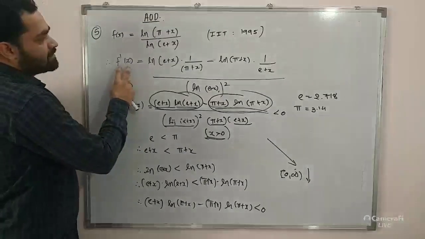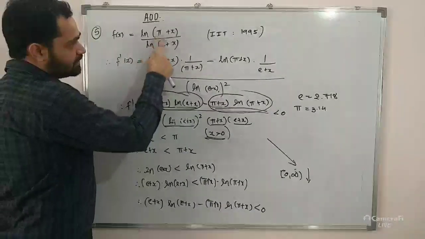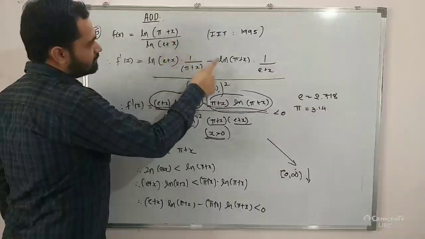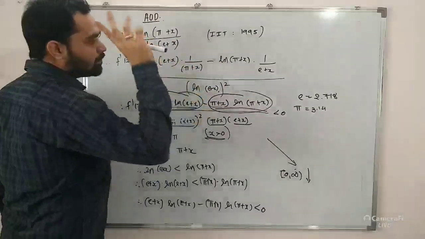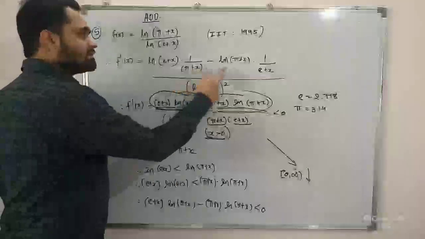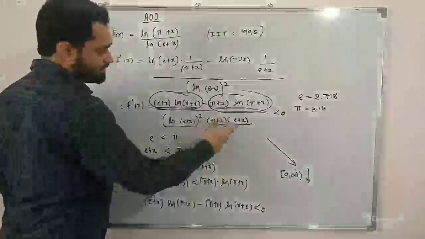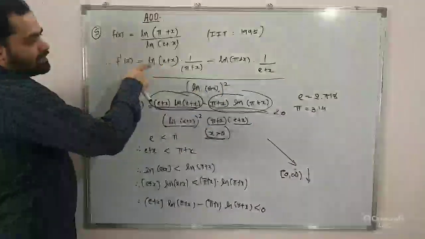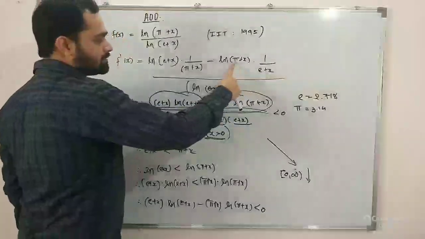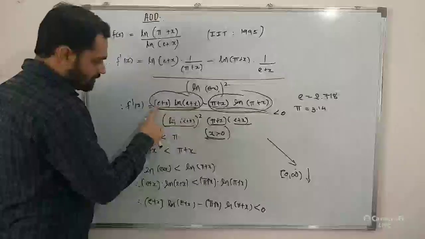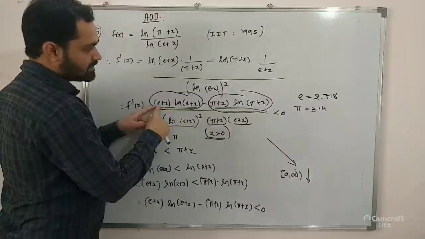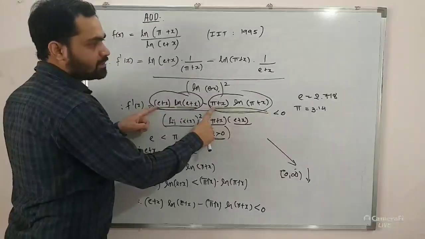So here f dash of x is denominator at front, derivative of numerator, minus numerator at front, derivative of denominator, upon denominator square. Taking the LCM, pi plus x and e plus x is the LCM. So e plus x is multiplied with this term and pi plus x is multiplied with this term. So now you know very well that the value of e is 2.718 and the value of pi is 3.14.